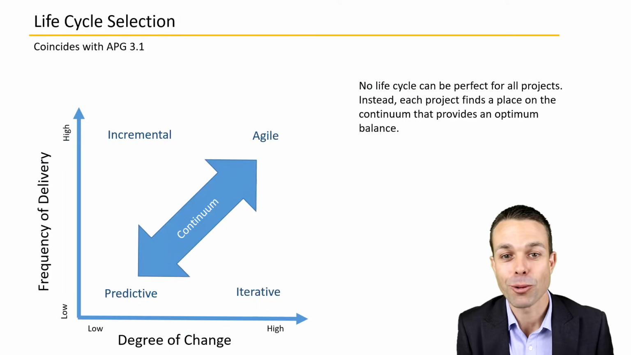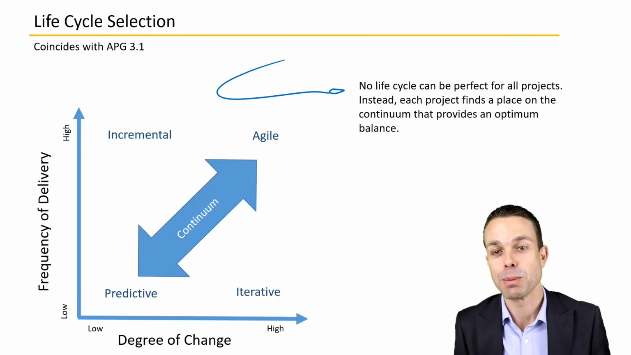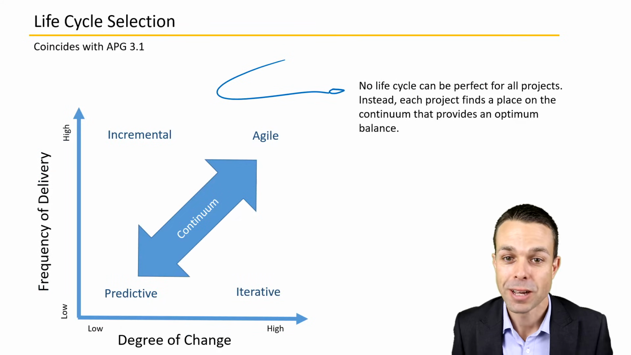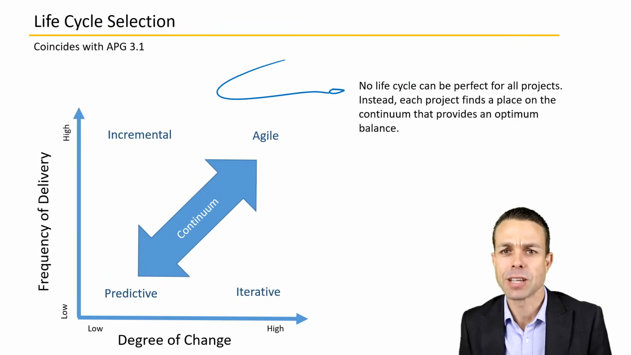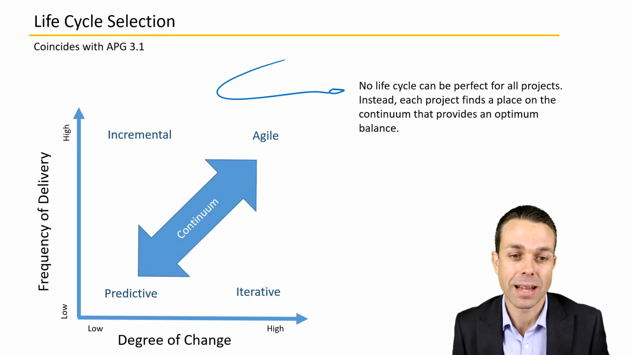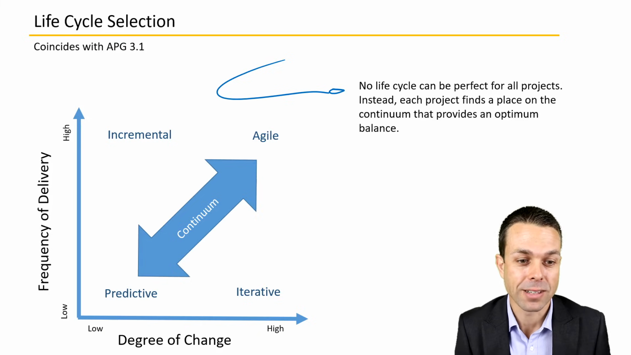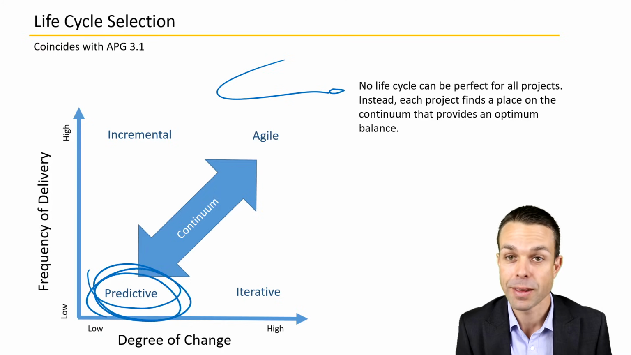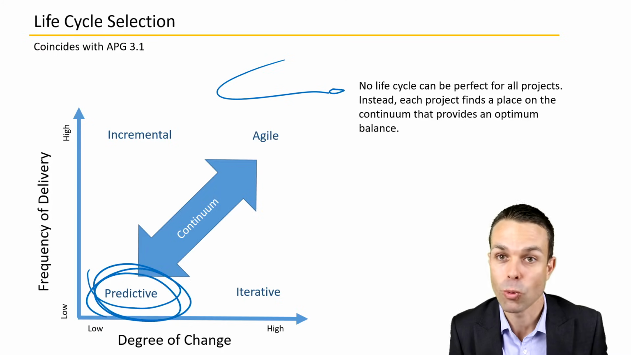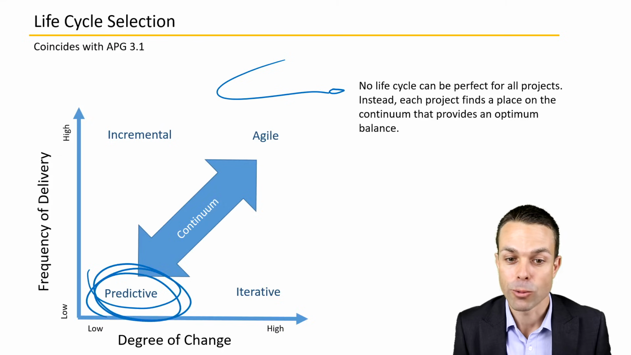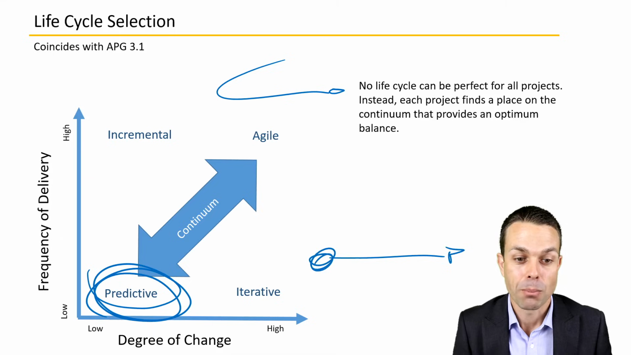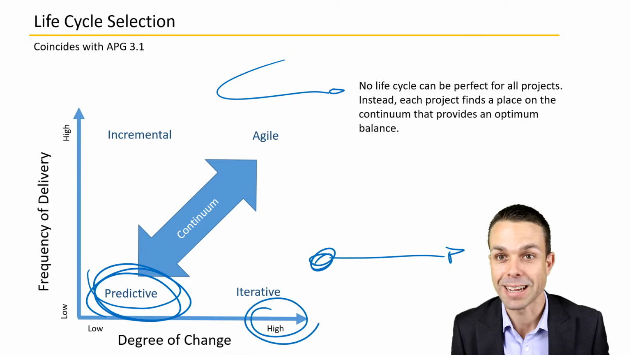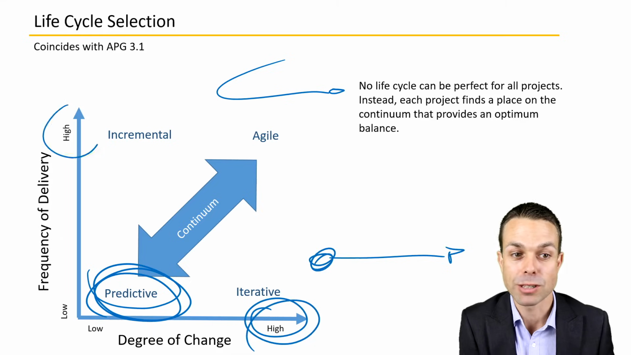As we said before, no life cycle can be perfect for all projects. So instead, each project finds a place on the continuum that provides an optimum balance. What we're looking at here is, in that low degree of change and low frequency of delivery, then yes, maybe a predictive or waterfall approach would work well, where we just need to deliver once and we can plan everything up front.